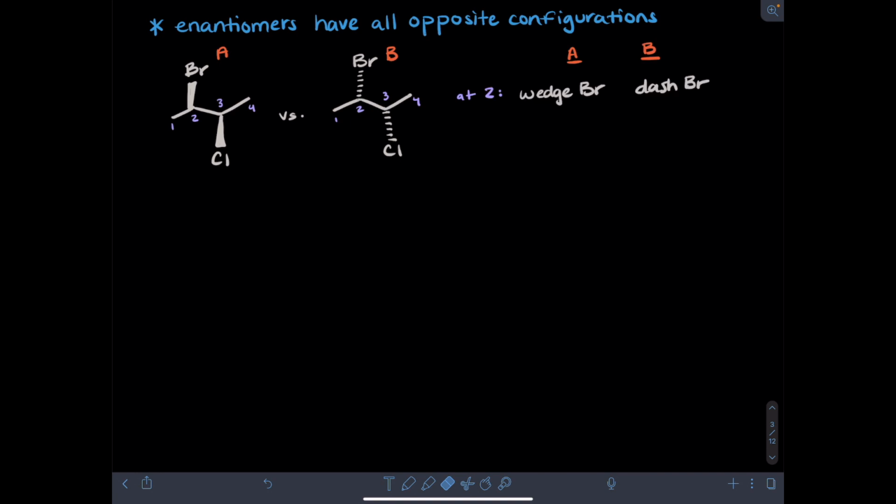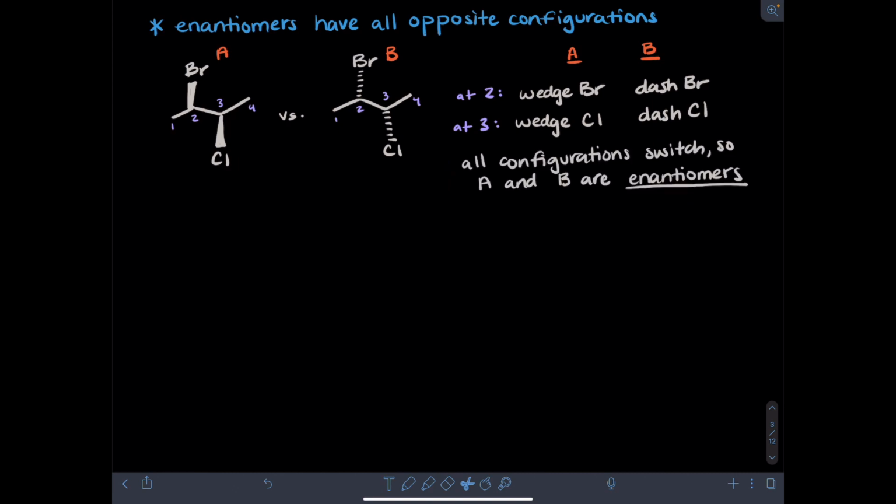Notice that at carbon 2, molecule A has a wedged bromine, and B has a dashed bromine. And at carbon 3, you have a wedged chlorine in molecule A, and a dashed chlorine in molecule B. Notice all of my wedges in molecule A are going to dashes in molecule B. This means that all configurations are switching at all of my chiral centers, so A and B are enantiomers of each other.